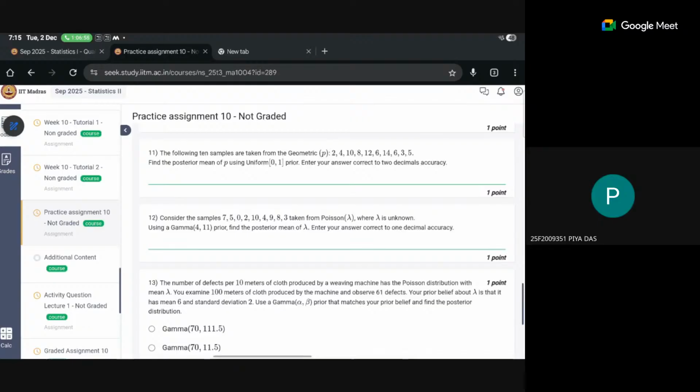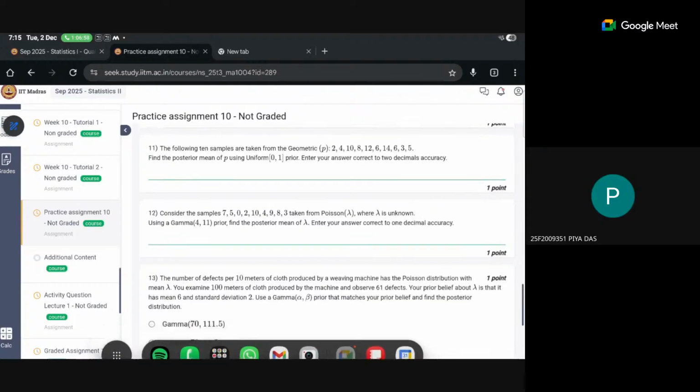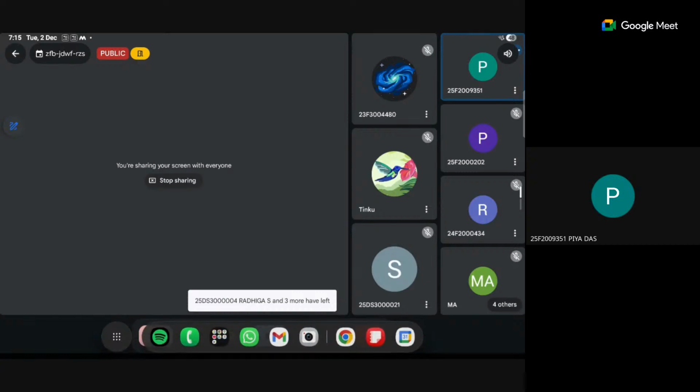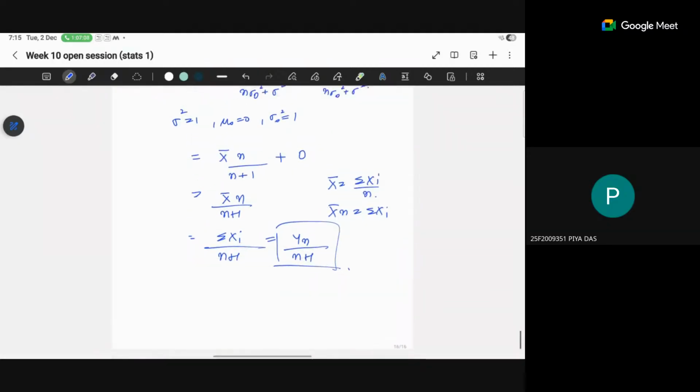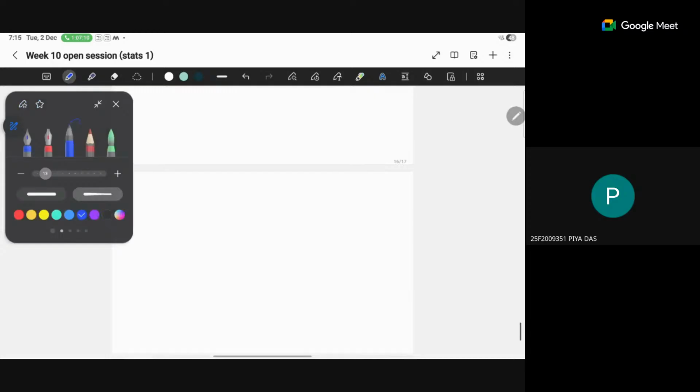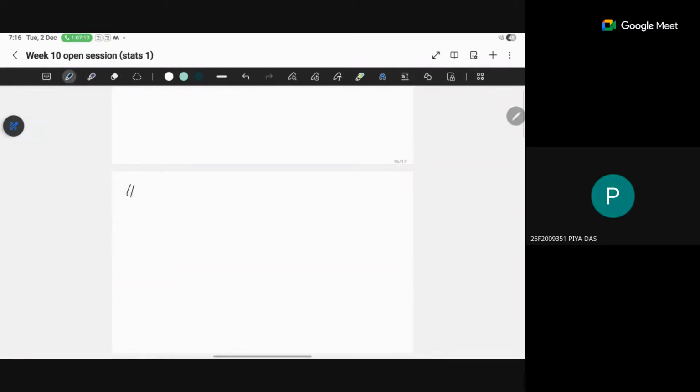Ma'am, can you please just explain the formula? Then we can just do it. Explain the formula for the gamma distribution. So gamma is proportional to x raised to the power alpha minus 1 e raised to the power minus beta x. And my mean will be alpha upon beta. Fine?